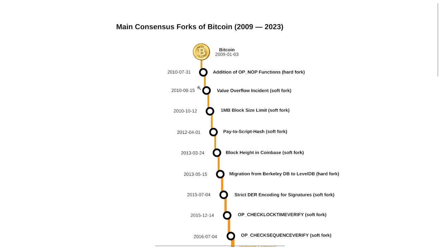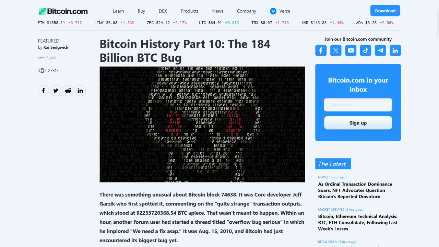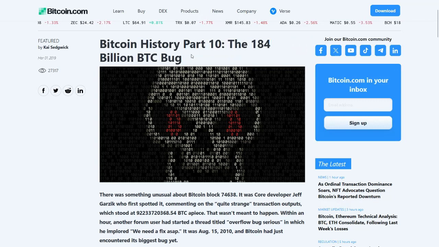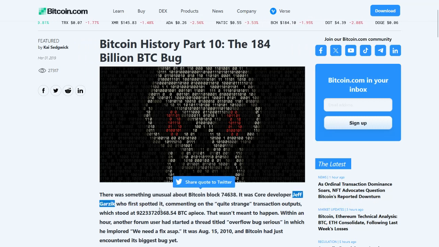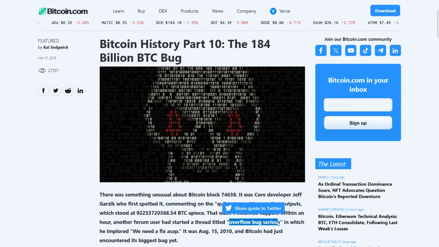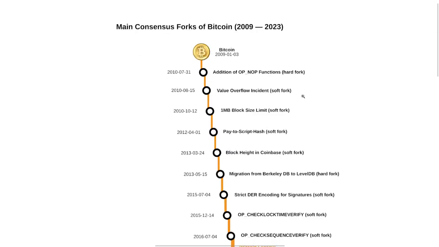If you Google Bitcoin inflation bug 2010, you will find an article like this one. It's called Bitcoin History Part 10, the 184 billion BTC bug. It was something unusual that was spotted by developer Jeff Garzik. It wasn't meant to happen, and a thread was started within the hour called Overflow Bug Serious. We need a fix ASAP. It was a hectic time back then, but luckily it was fixed quite quickly.